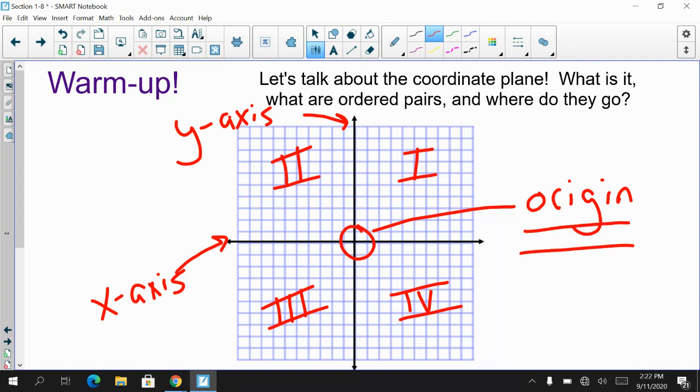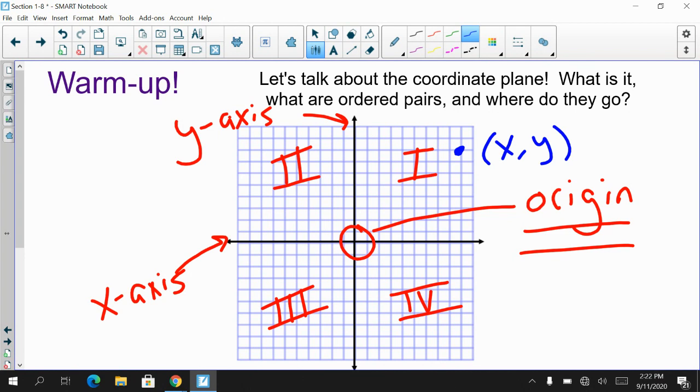And then in the warm-up, it talks about an ordered pair. An ordered pair is any point on this graph. I'll make a point here in the first quadrant. Any point has the coordinate x, y. The first number tells me how I'm going to go left and right. The second number gives me an up and down component, x and y.